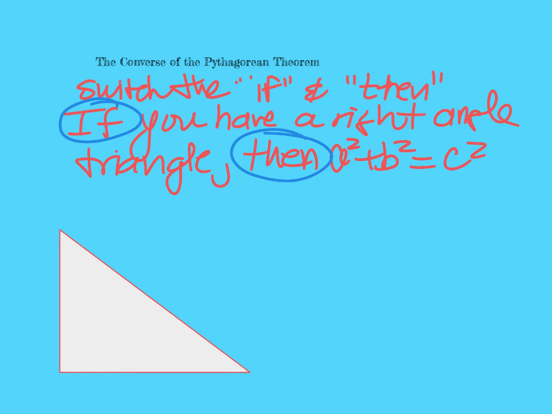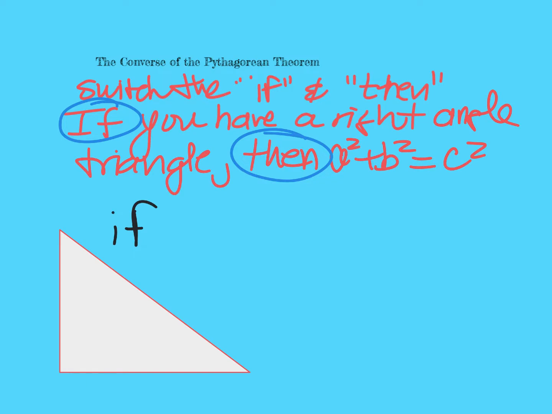If you have a right angle triangle, then the length of the two legs squared equals the length of the hypotenuse squared. This is your Pythagorean theorem. But now let's switch the if and then statement. You leave the if and then there, you just switch the meaning of the two. Now let's talk about the converse. The converse would go that way.